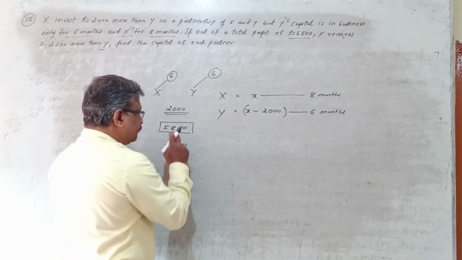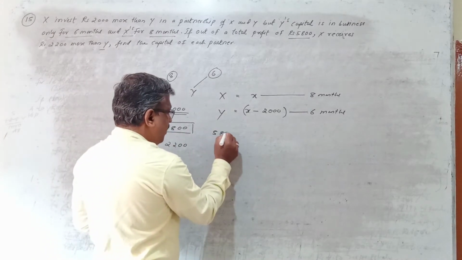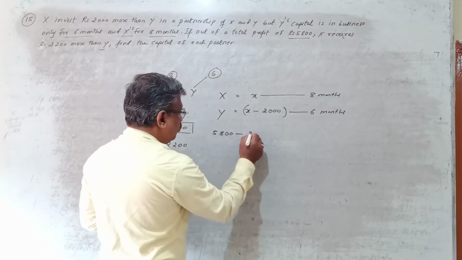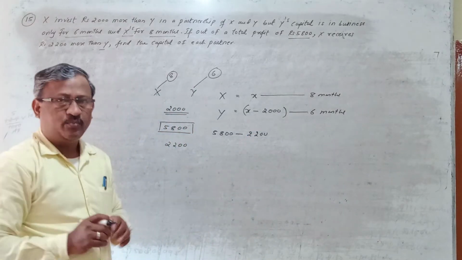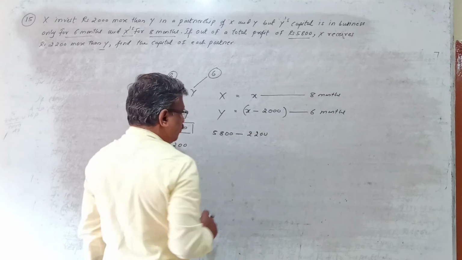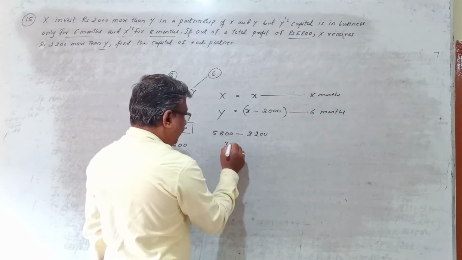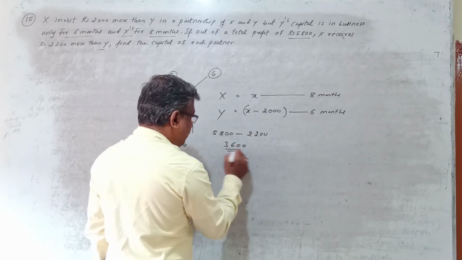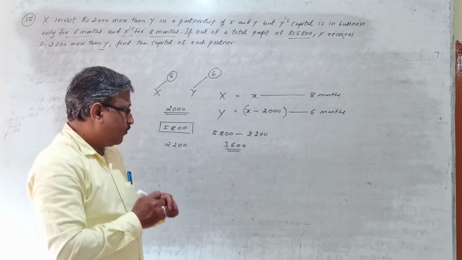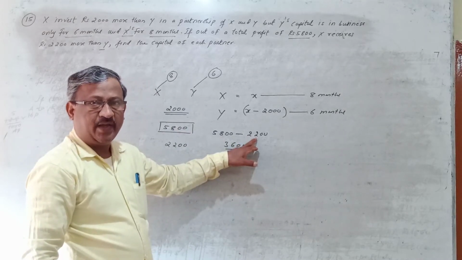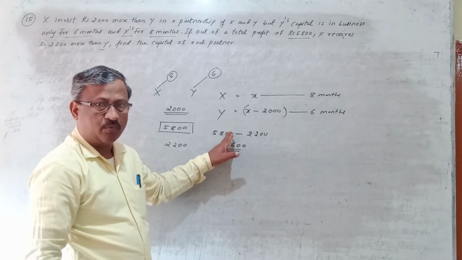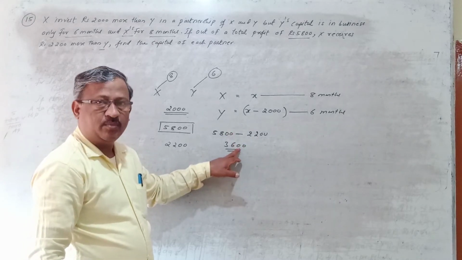So what you do? From 5,800 rupees, you minus 2,200 rupees. Whatever excess share that X is getting, that is minus from the total profit. So if you minus, we get how much it is? 3,600 as the balance profit. From total profit, whatever X is getting 2,200 more than Y, excess share, that you minus from the total profit. Means profit remain how much it is?